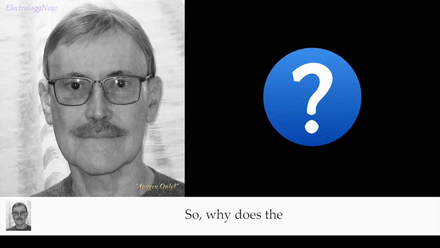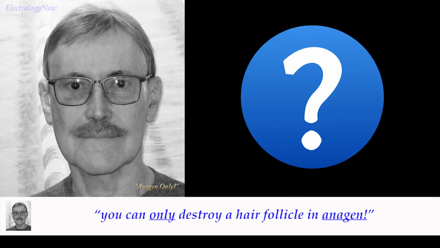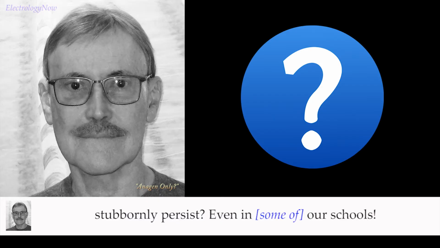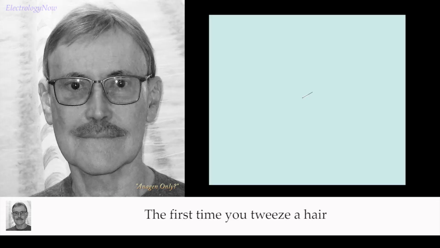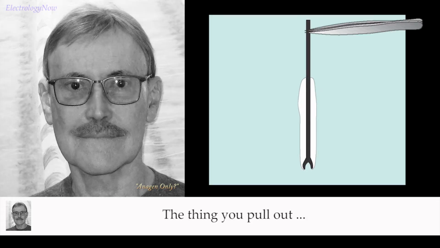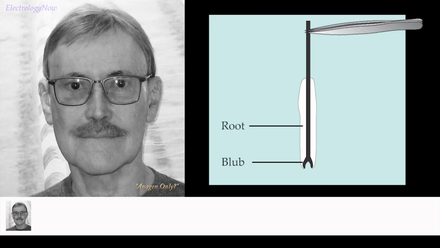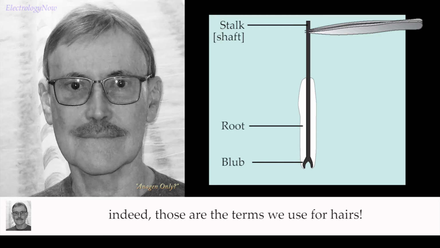So why does the "you can only destroy a hair follicle in anagen" idea stubbornly persist, even in our schools? Most likely it's because of the plant metaphor that people assume is real. The first time you tweeze a hair, the thing you pull out, if you get the whole thing, undeniably looks like a root, the root of a plant. It's got a bulb like a plant. It's got a root like a plant. It's got a stalk like a plant. Indeed, those are the terms we use for hairs.